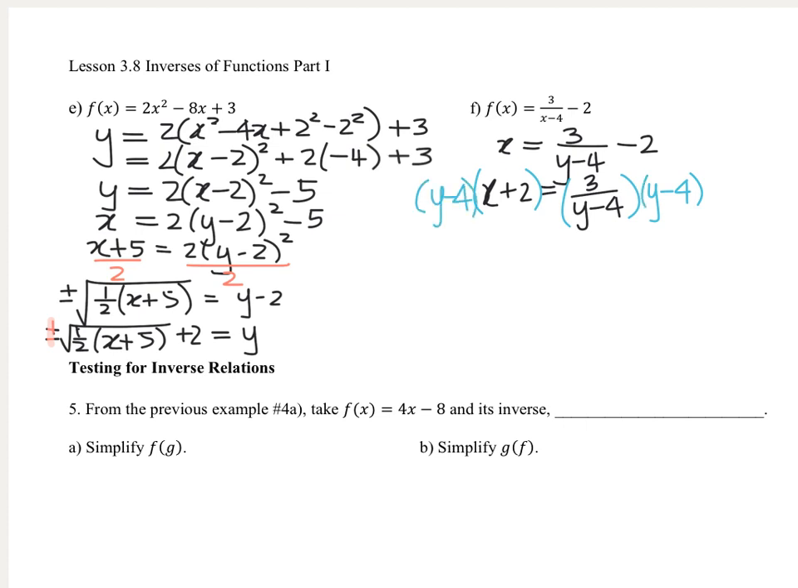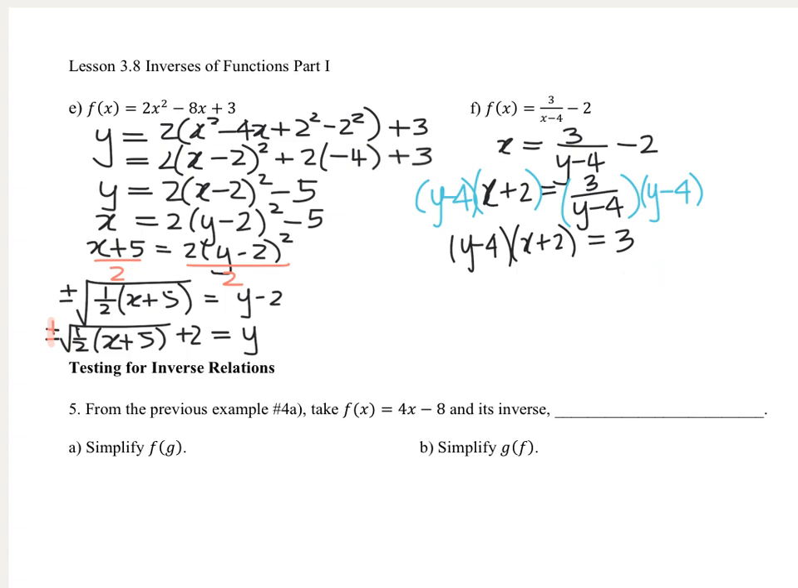Okay, so what that will do is, on the left side, we're going to end up with y minus 4 times x plus 2, and on the right side we will have just a 3, because this y minus 4 in the denominator and this y minus 4 that we multiply by in the numerator will simply cancel each other out. So on the right side you'll just be left with this 3.